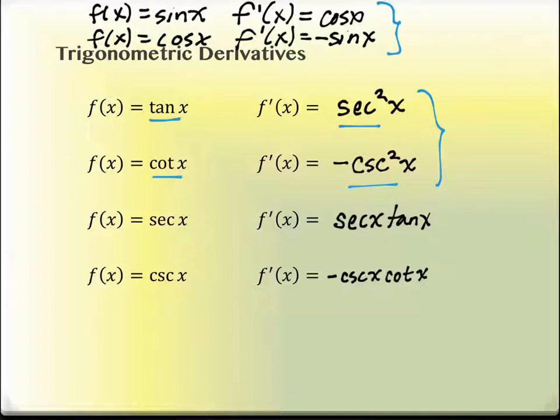And then the other 2 have the same sort of thing. The secant becomes secant tangent, and the cosecant becomes cosecant cotangent. So those are some ways that help me to remember which one does what.